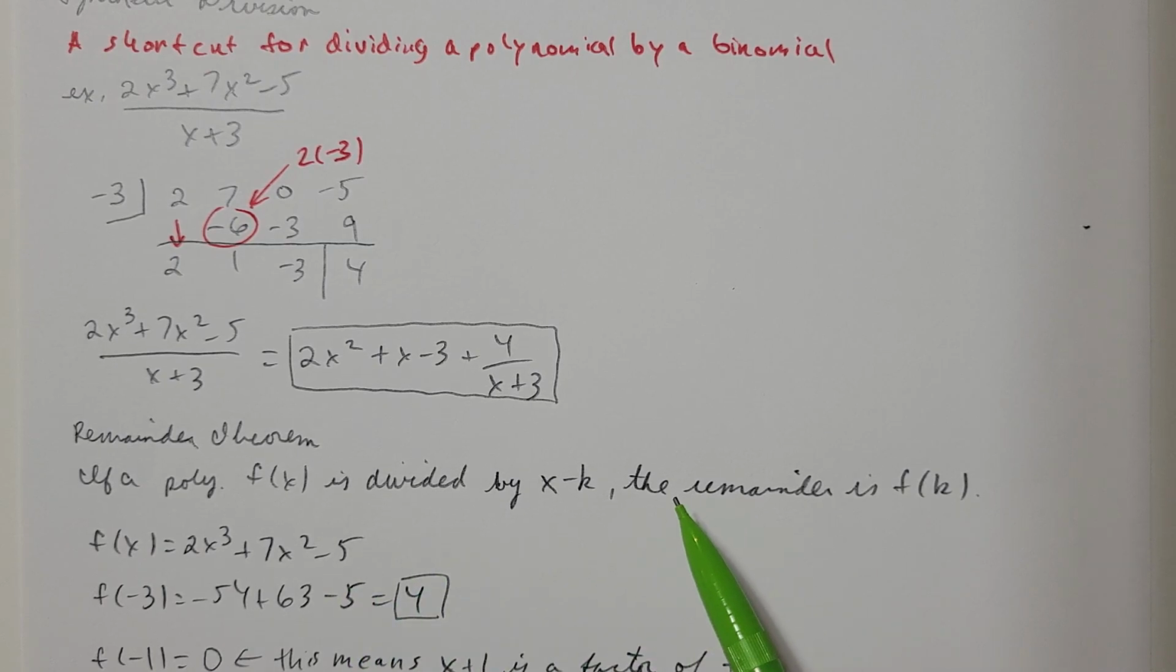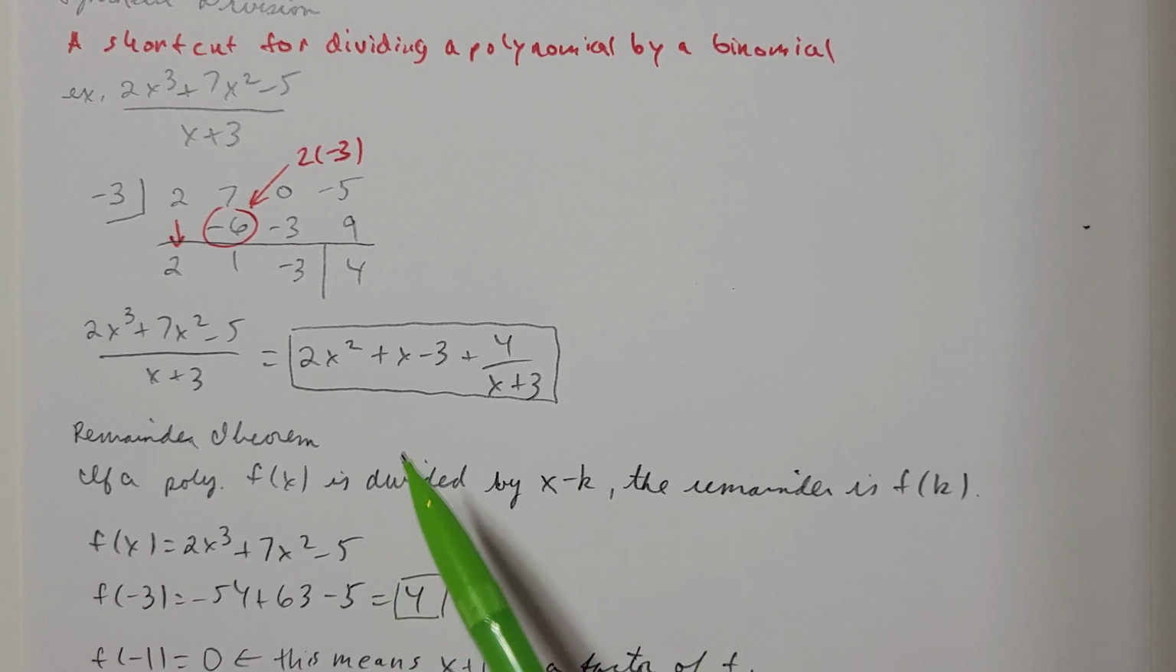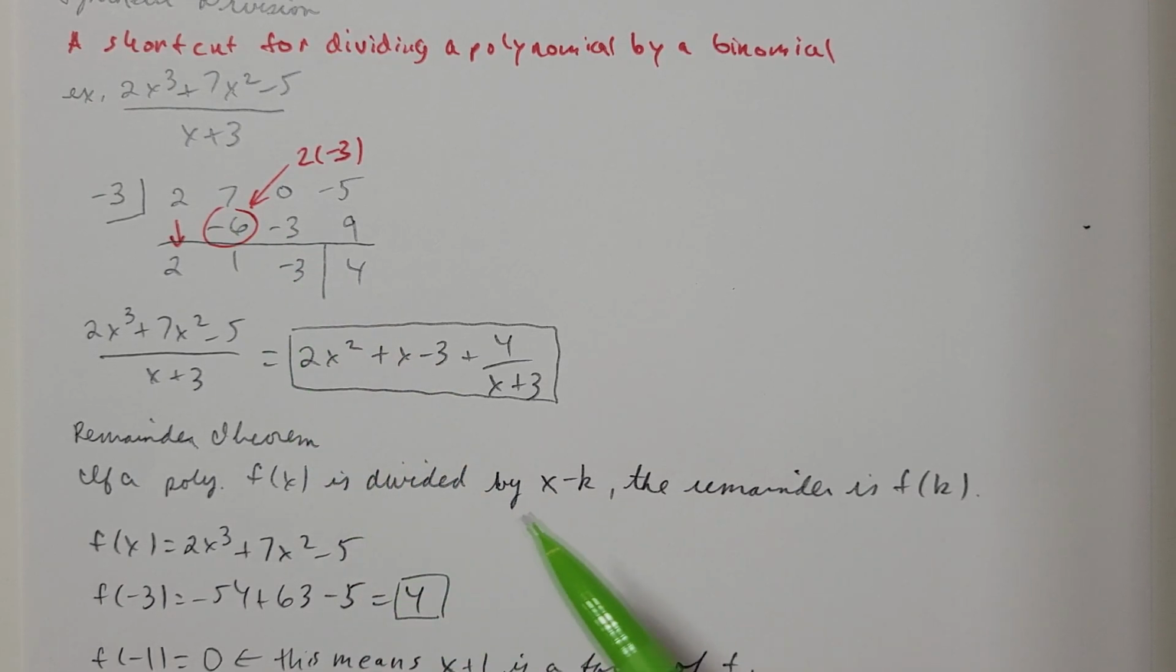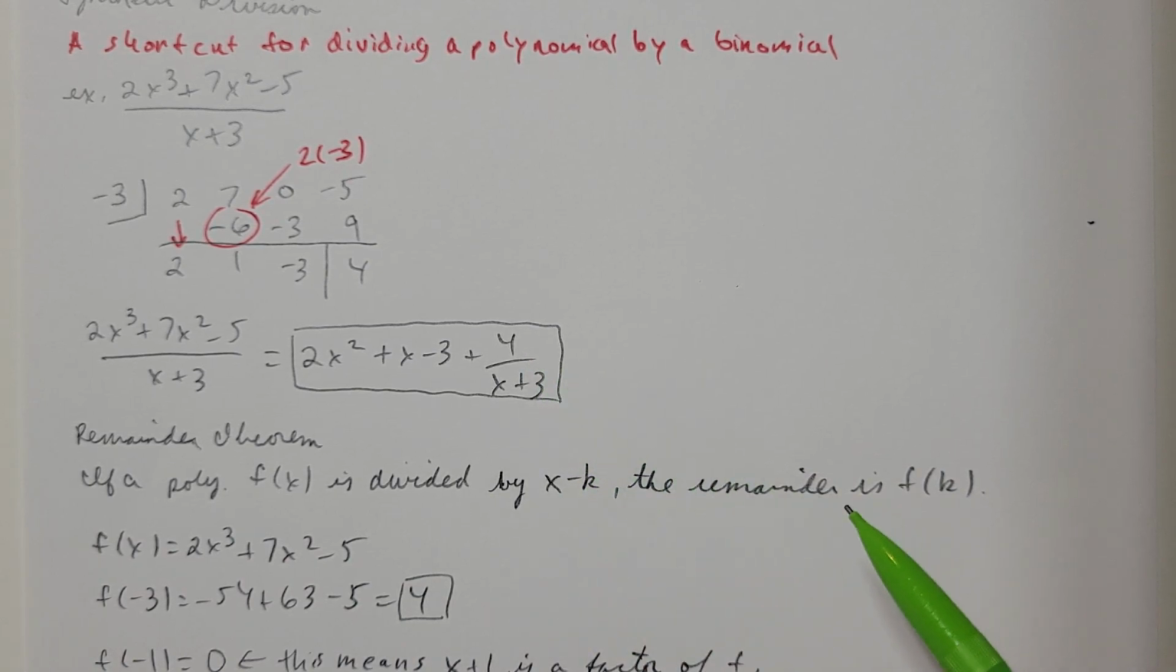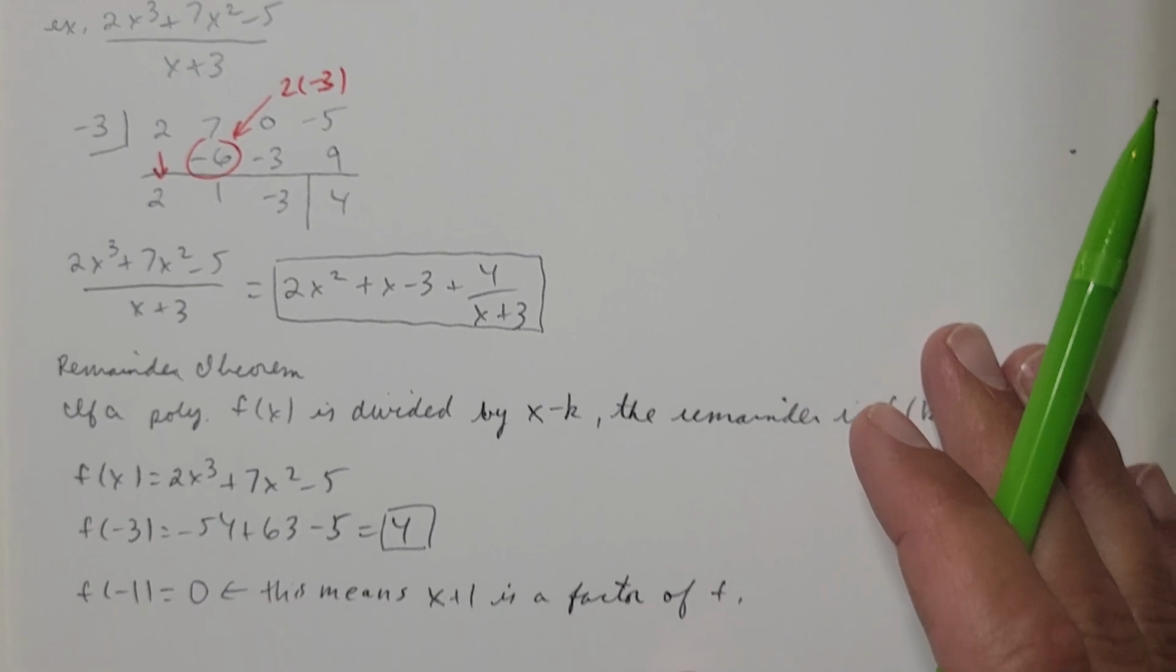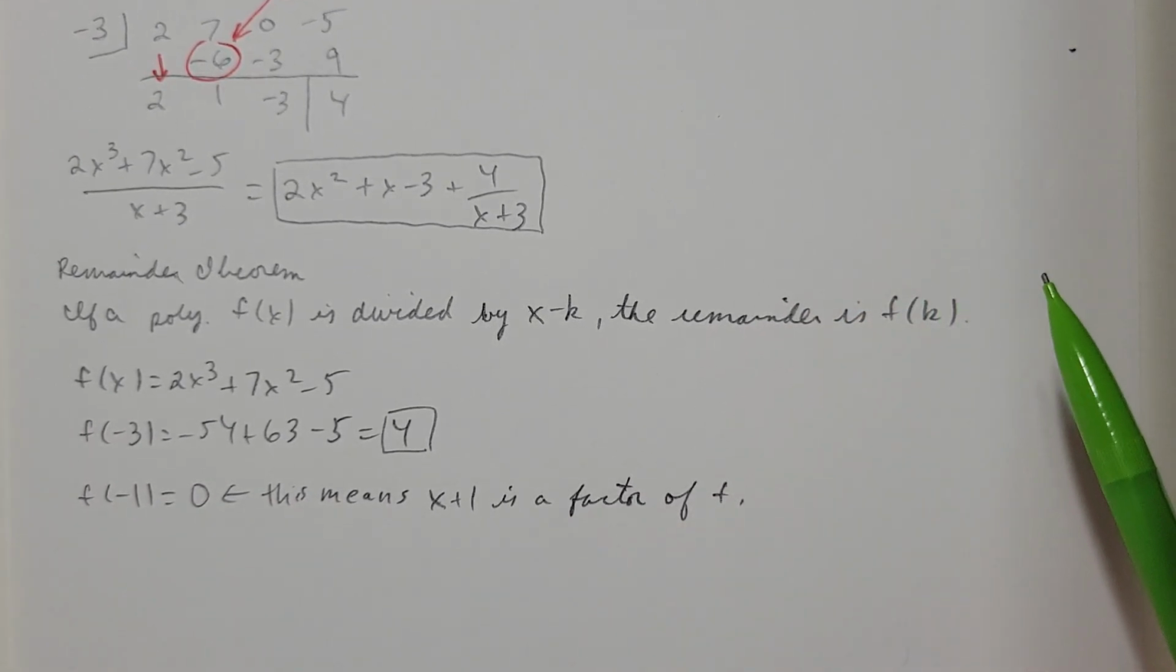And if I divide by x minus k, so k is negative 3, right? Because x minus negative 3 is the same as x plus 3. The remainder is f of negative 3. Okay, so the remainder here is 4. We already did that, right? So if I plug in negative 3 into the function, I should get 4. Okay, so let's check that.